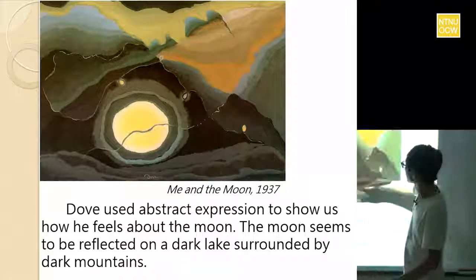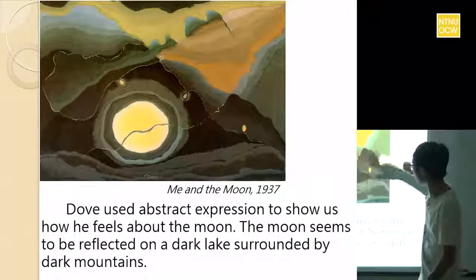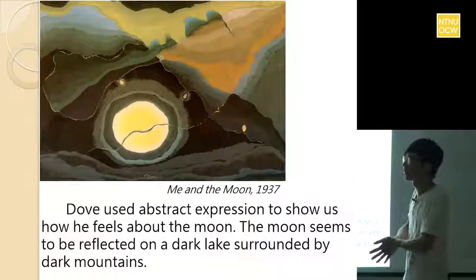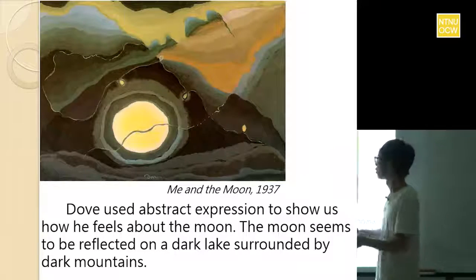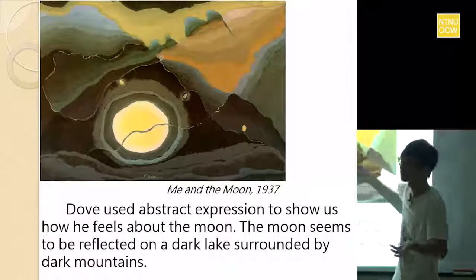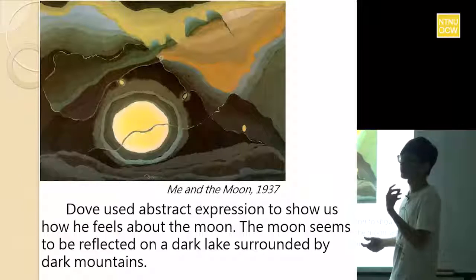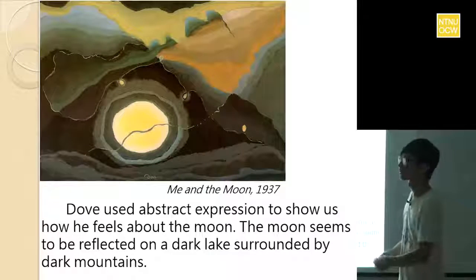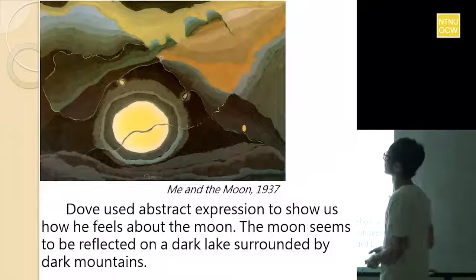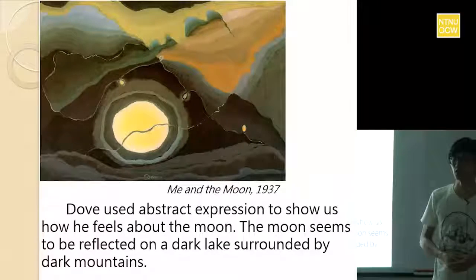And you can see there was a dark lake. But we don't know because it is abstract, so maybe it was a road or river. We don't know. So we can just depend on our feeling to feel the painting, what the artist wants to express to us.